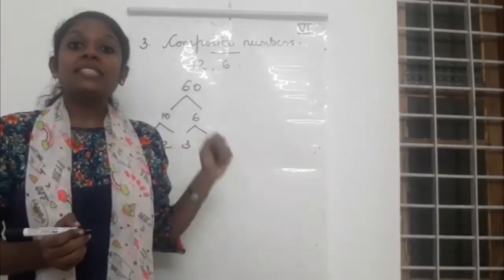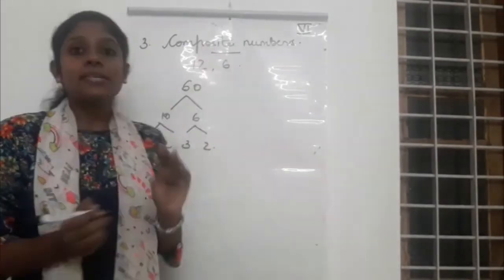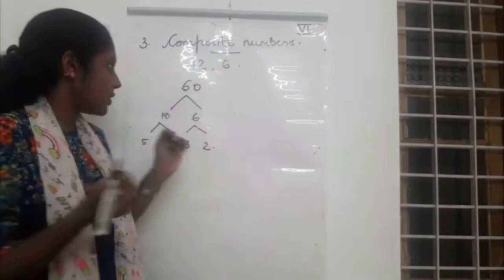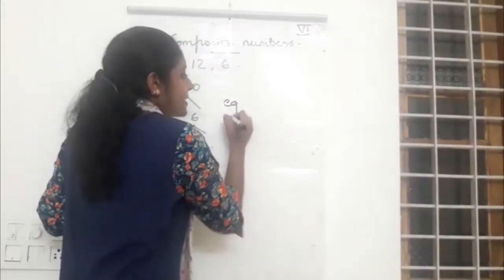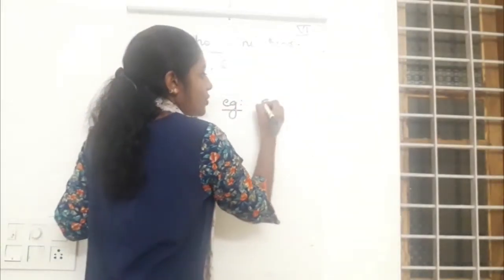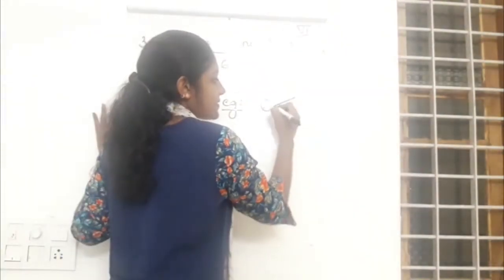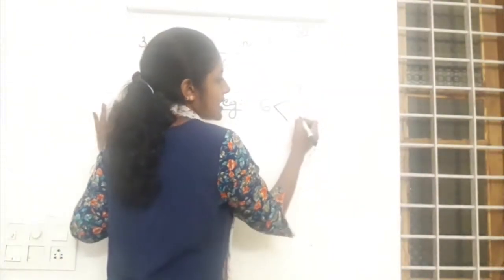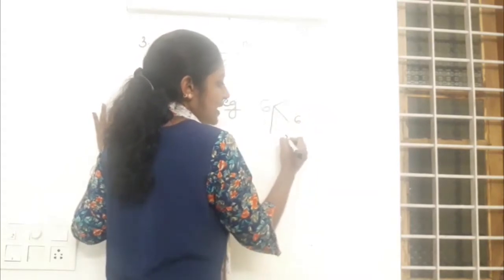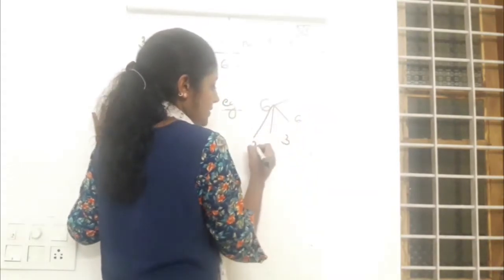So, when you write the prime factorization of a composite number, which factors are not included? For example, I will give a very simple example. When you write the prime factorization of 6, the factors of 6 are: 1 is a factor, 6 is a factor, then 3 is a factor, 2 is also a factor.